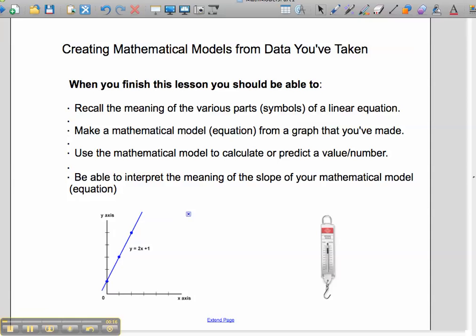When you finish this lesson, you should be able to recall the meaning of the various parts or symbols of a linear equation. You should be able to make a mathematical model, in other words, an equation, from a graph that you've made. You should be able to use that mathematical model to calculate or predict a value or a number. And you should be able to interpret the meaning of the slope of your mathematical model or equation. This video is actually a series of videos, and you'll need to watch all of the parts in order to be able to accomplish those purposes.